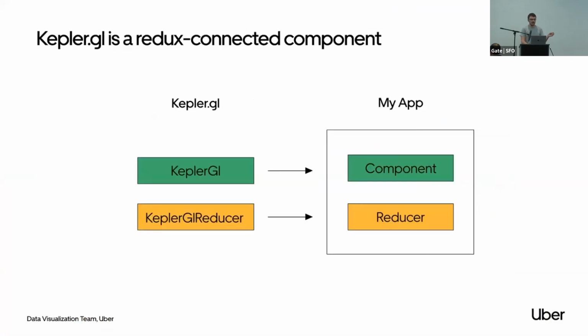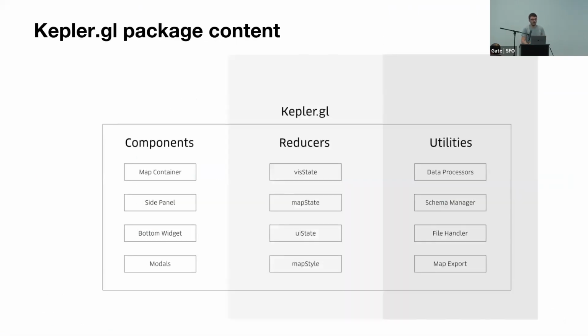The idea here is that you add Kepler. Kepler.gl has a family of components. One of them is the map, but you can import other components. You can put them within your other components in your app, and then you can hook your reducer to the Kepler.gl reducer. These are some of the things that are being offered by Kepler: map container, side panel, bottom widget, modals. All of these things are swappable or removable.